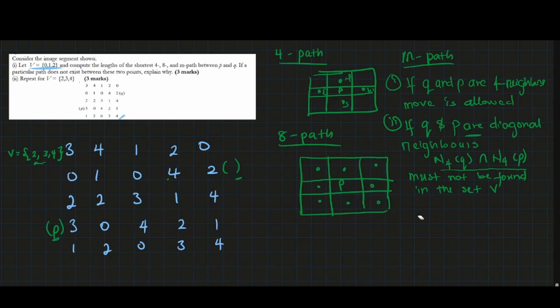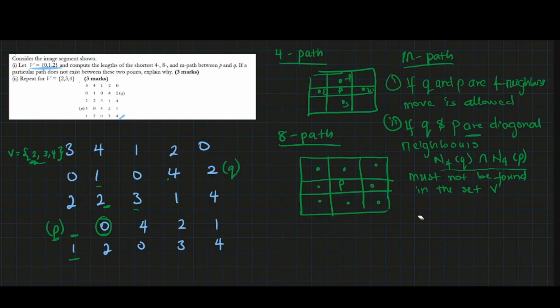Let's start again. Let's say for instance, I wanted to move from here to this point using the M path, to make a diagonal move. First I'm going to check the common 4 neighbors of 3. They are 2, 0, and 1. What are the 4 neighbors of the pixel you're moving to? They are 1, 3, 0, and 2. What is the intersection of the neighbors between 3 and 2? You can see they are both sharing 2 and 0. Now check if 2 or 0 is in the set V. We find that 2 is in the set V. Therefore, we cannot make this move. That's just what that rule means.